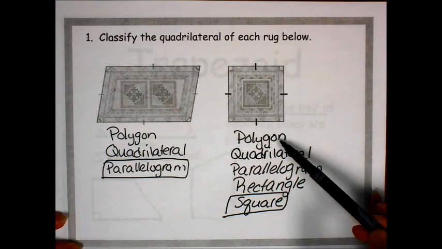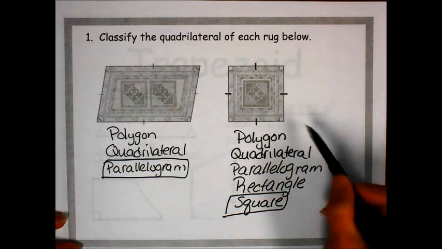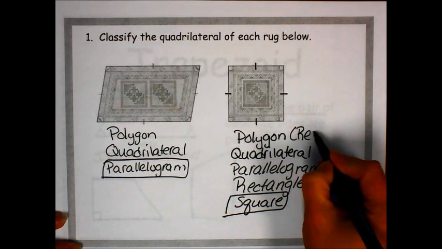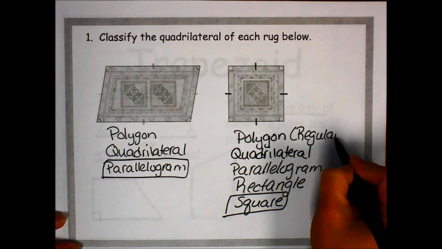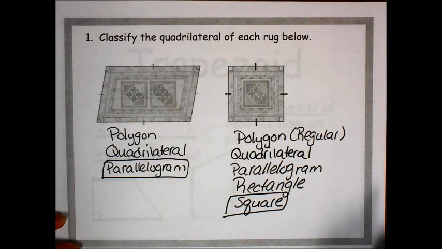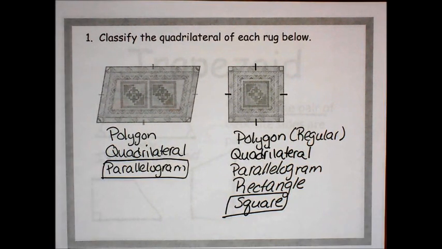I could even, instead of calling this a polygon, be more specific and call it a regular polygon, since all the sides are equal and all of the angles are equal.